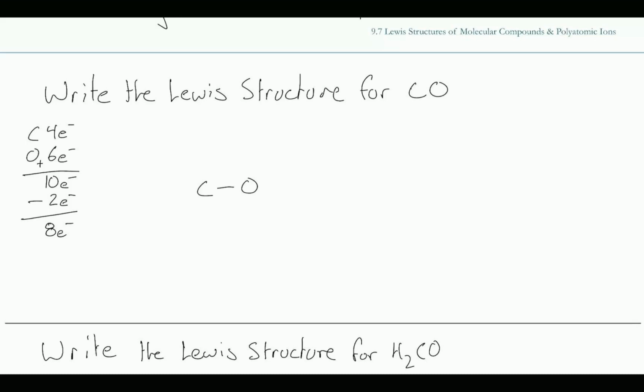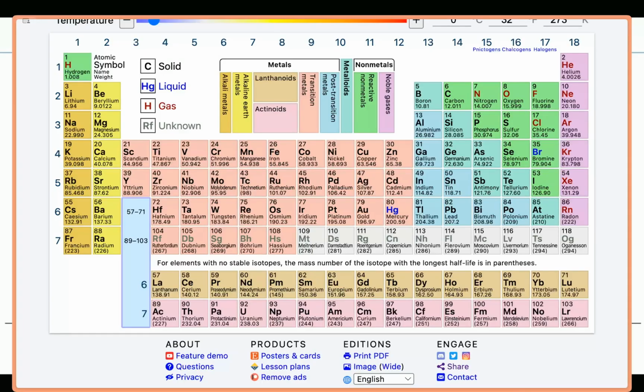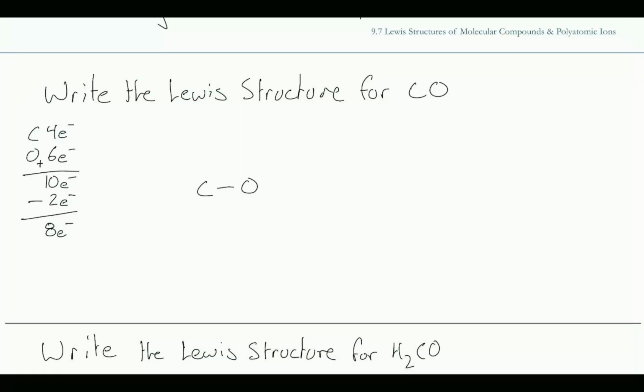Doesn't really matter in this case. When you do have a choice, start with the most electronegative element, so whatever's closer to fluorine on the periodic table. So fluorine is more electronegative than carbon. I could put oxygen first. It doesn't matter. But sometimes it does.